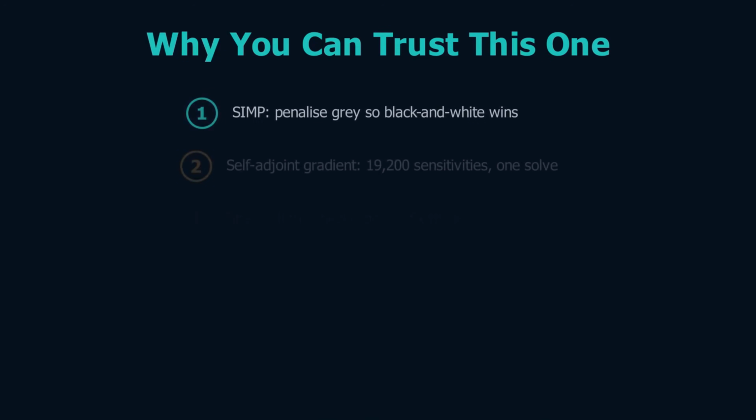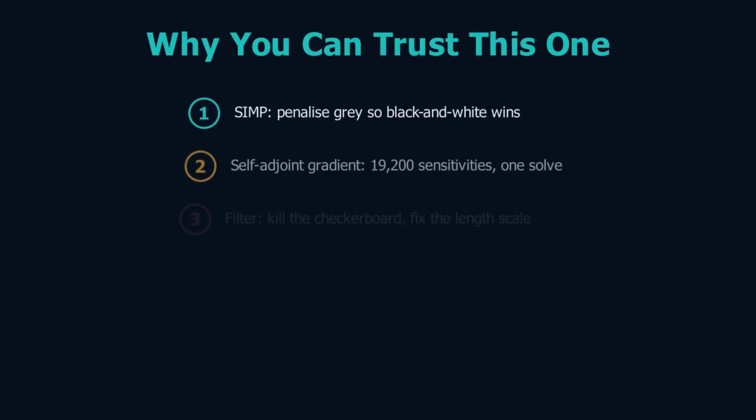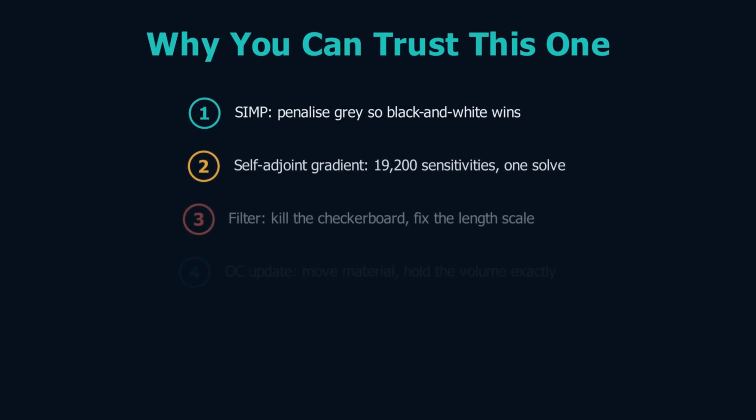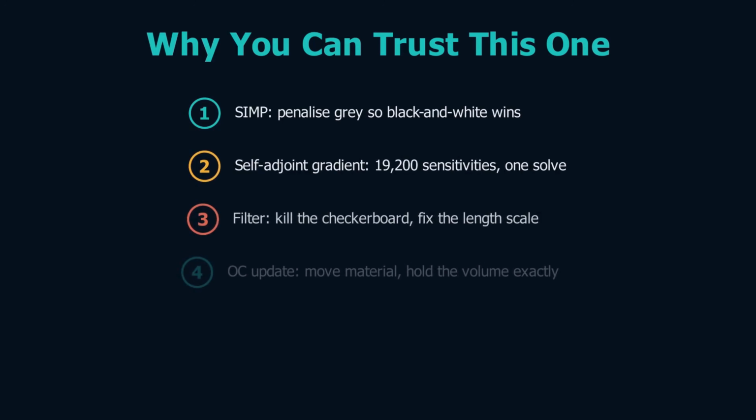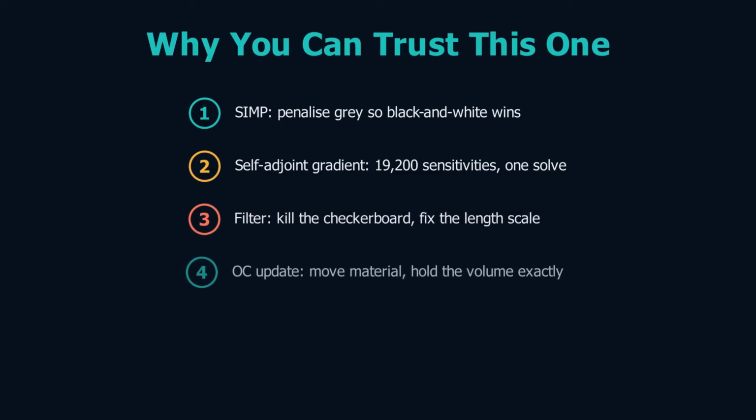Topology optimization is often shown as magic structures that appear from nowhere. It is not magic. It is 4 ideas you can each check. Penalize gray so the answer is manufacturable. Get all 19,000 sensitivities from one solve, because the structure is self-adjoint. Filter to remove the model's invented reward and fix a real length scale. An update with optimality criteria, volume held exactly.